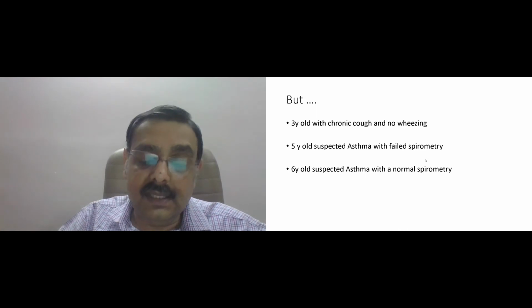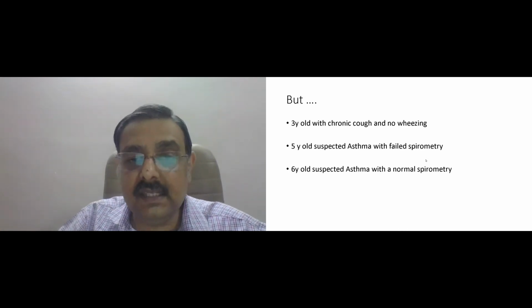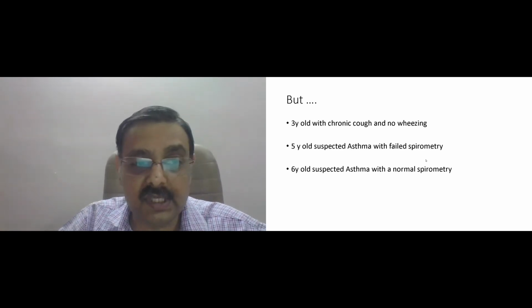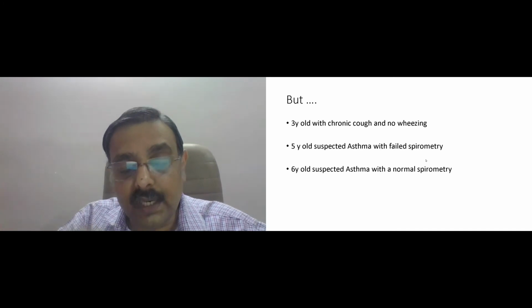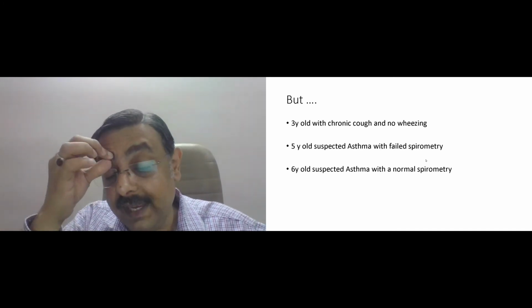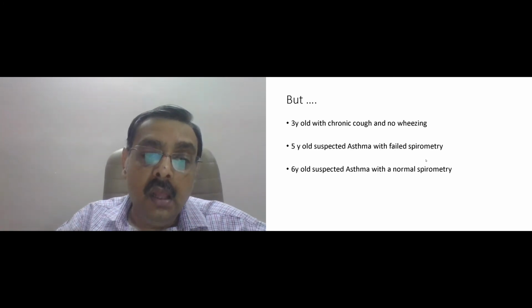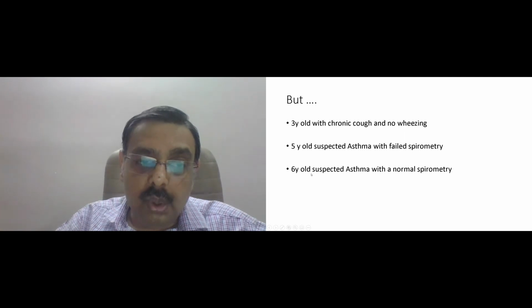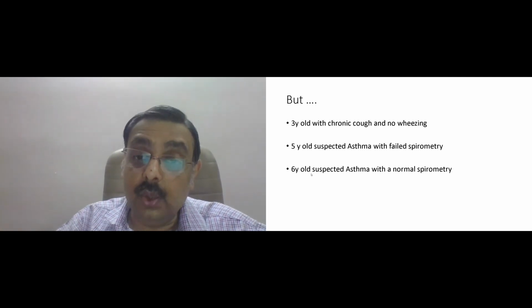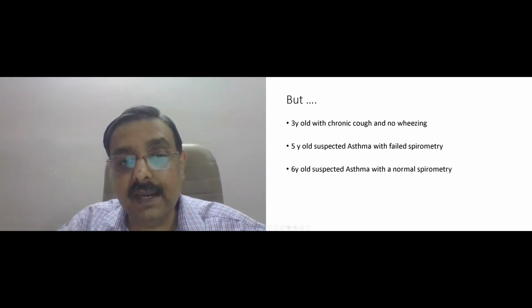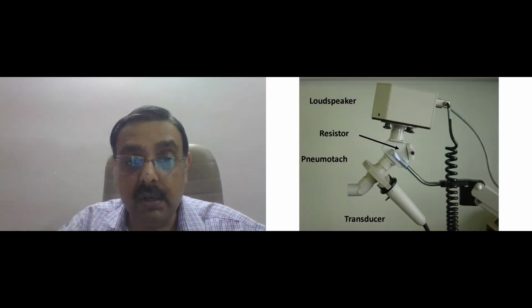A 5 years old has a suspected asthma. You try to do a spirometry, but the child fails to perform a spirometry. And as we know, in the preschool age group, the failure rates are quite high, something like 40-50%. And a 6 years old with suspected asthma has a normal spirometry, then what would I do? Right. So let's look at these cases and let's see what we can do about them.